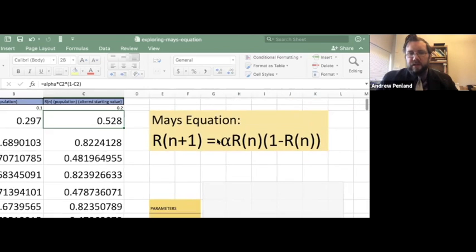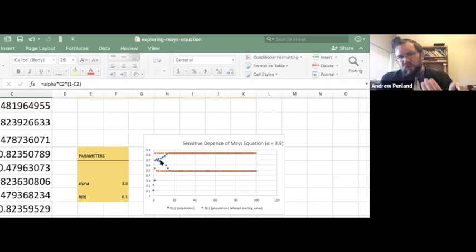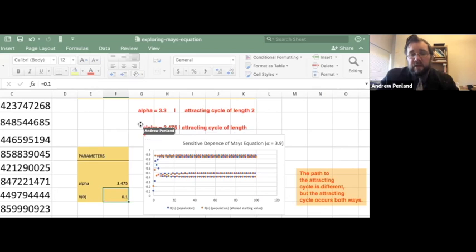And in the graph, you see that when the things are far apart, the path to the attracting cycle is different. The attracting cycle occurs either time. It occurs both ways. Does this make sense? Trust your eyes. Like, it's possible that you're being misled, but so alpha equals 3.3, there's an attracting cycle of length 2, attracting cycle of length 4. Okay, can you find an attracting cycle of length 8? Can you find an alpha value where there's an attracting cycle of length 8?